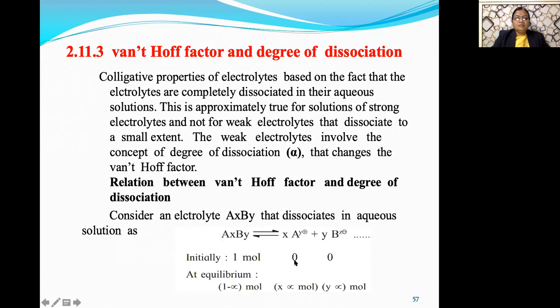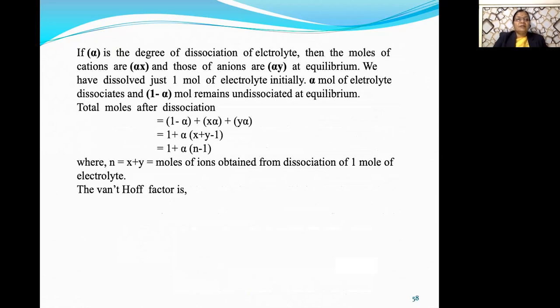Now here the initial moles for the cations and anions will be 0 moles. Now if alpha represents the degree of dissociation for this electrolyte AxBy, then after dissociation, out of a total 1 mole, how many moles dissociate? Alpha moles. So it will give x into alpha moles of this cation and y into alpha moles of anion in the solution. Follow. Next, that is the relation.